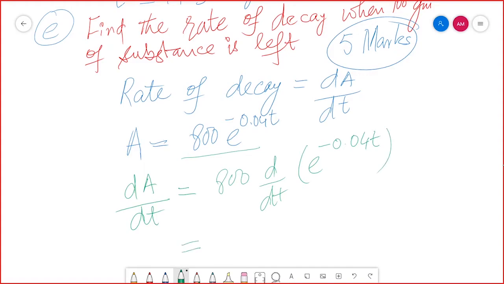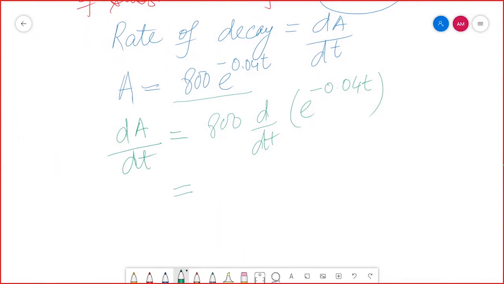So if you differentiate now, what is the answer, please? Now you have to take this thing also down. So it would be 800 times minus 0.04, because it came down, into e raised to minus 0.04t. Do you understand this or no?